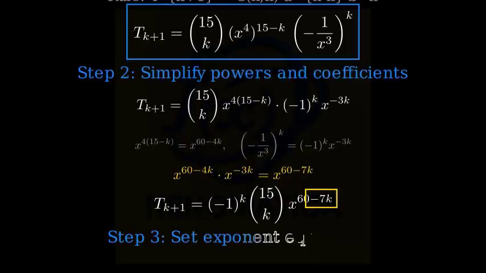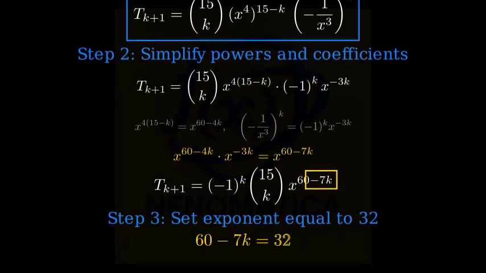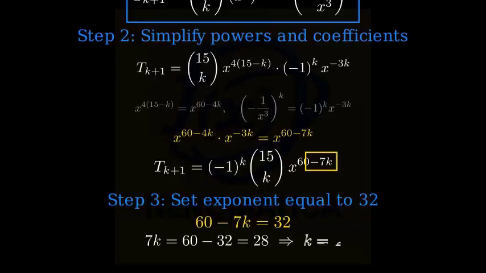Step 3. To find the term that contains x to the 32, we set the exponent of x equal to 32. That gives 60 minus 7k equals 32. Solving, 7k equals 28, so k equals 4.